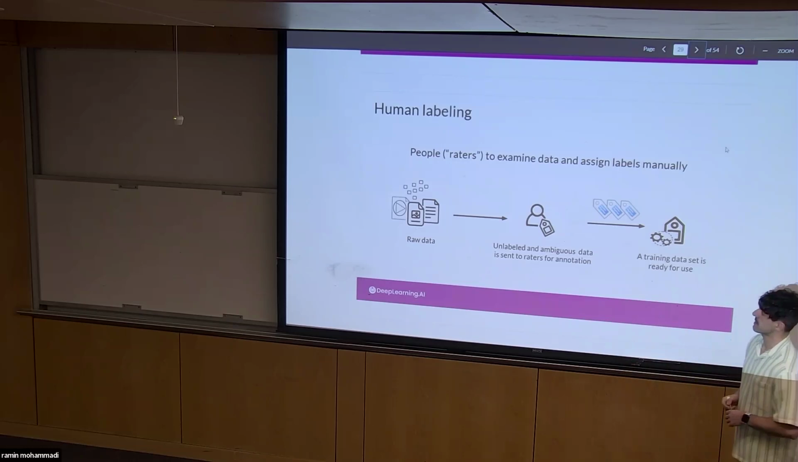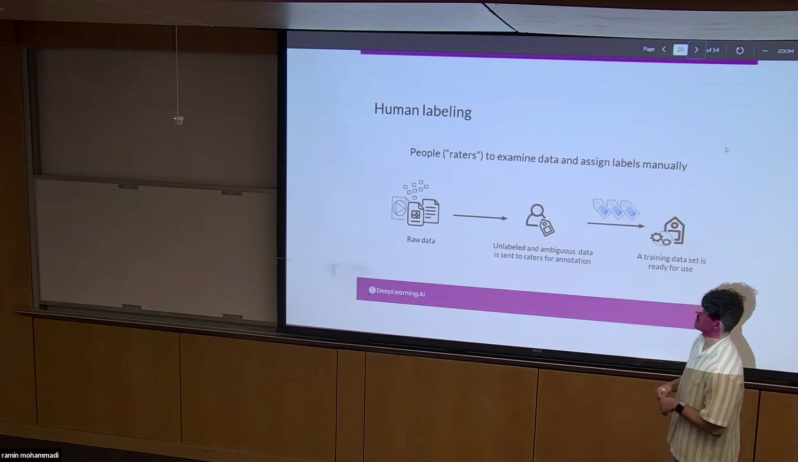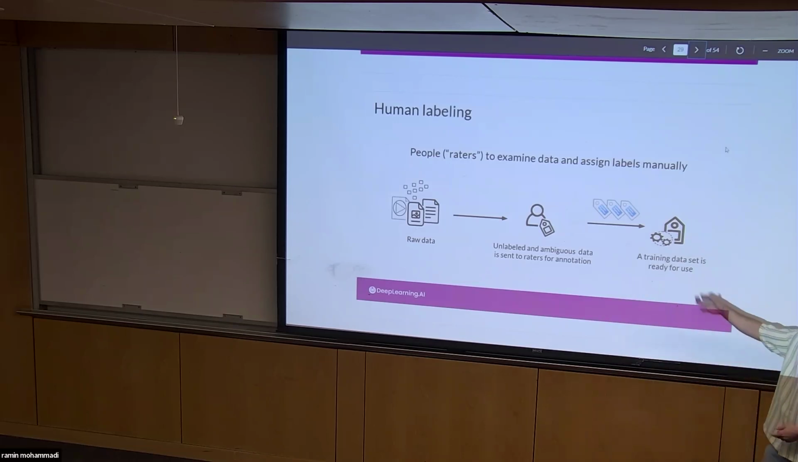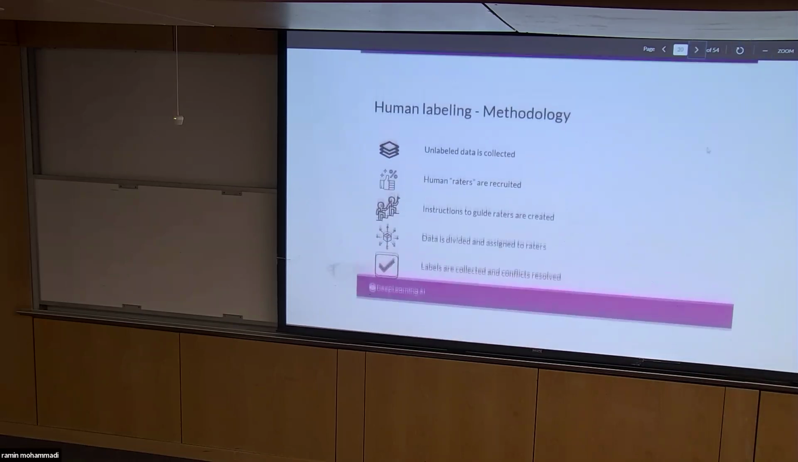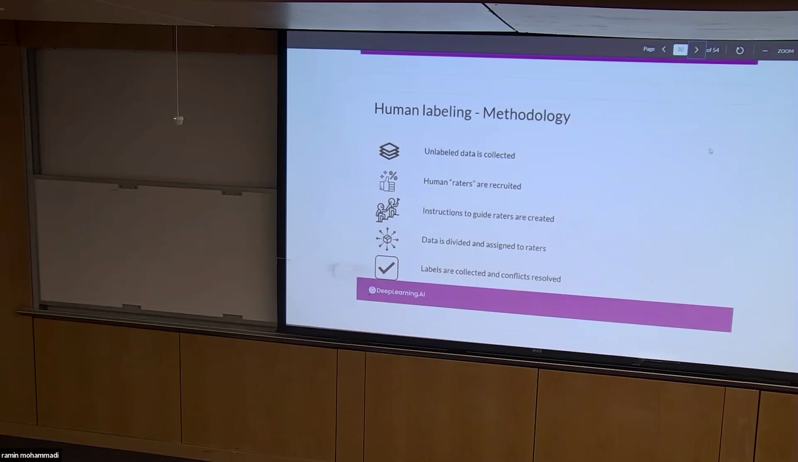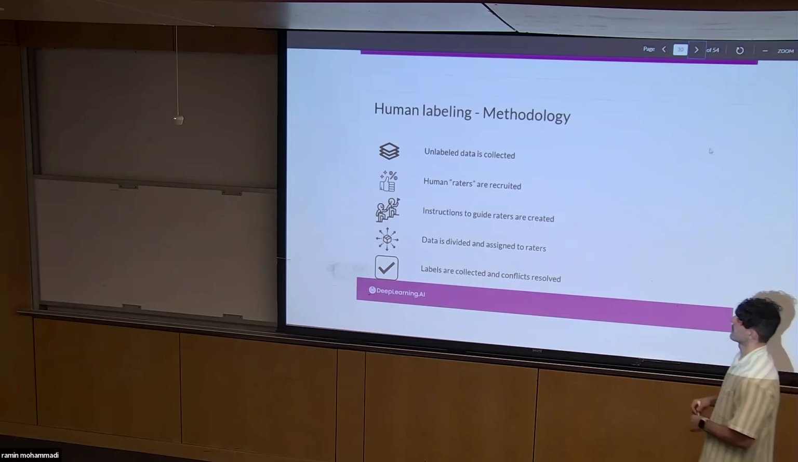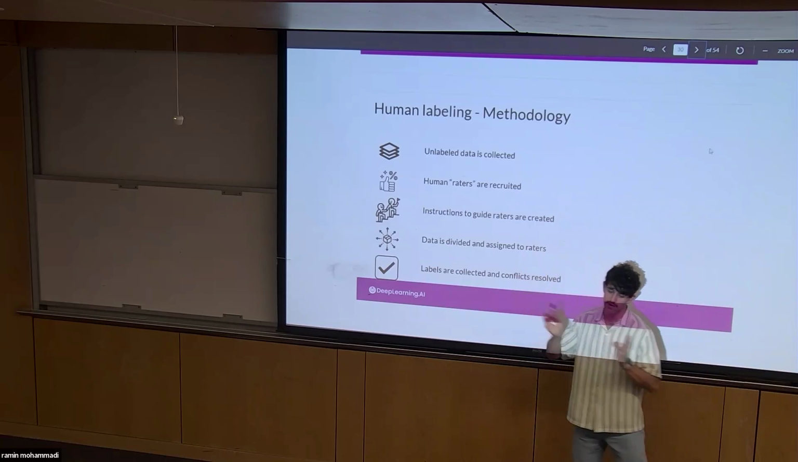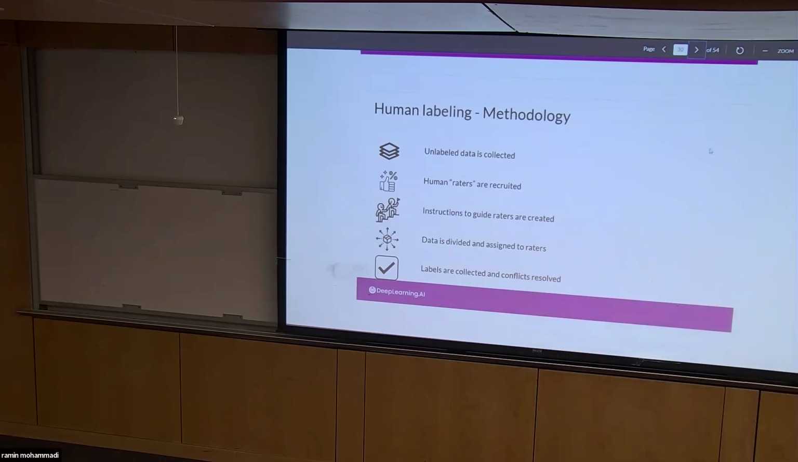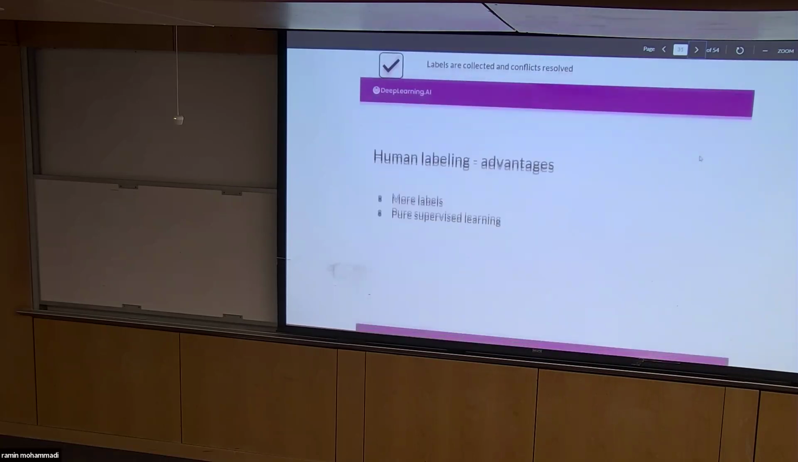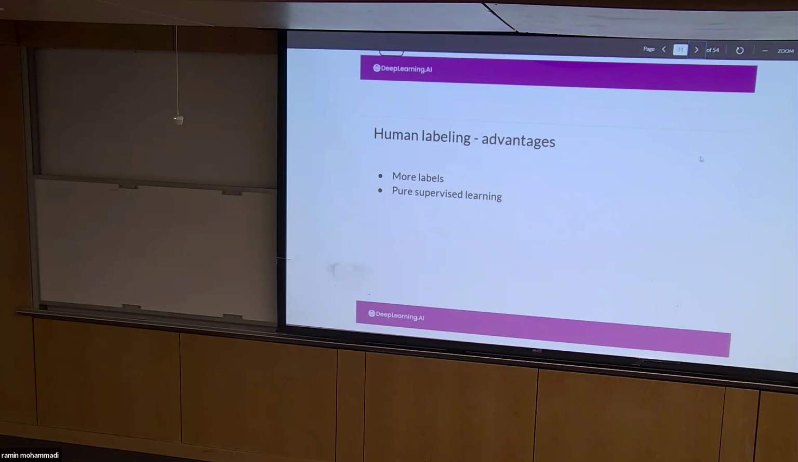Now, when it comes to human labeling, the idea is a bit different. You need to hire raters. You give them some raw data, and they label the data and use that data for some downstream tasks. In reality you have lots of unlabeled data. You hire some people, you give them proper guideline instructions, which we talked about before, and you divide your data among multiple raters for each data point. The advantage that human labeling has is you can get more labels, and it's purely supervised learning because you have people who do exactly the job for you.